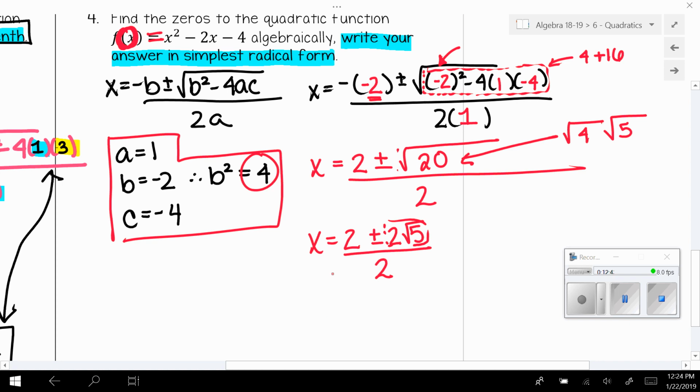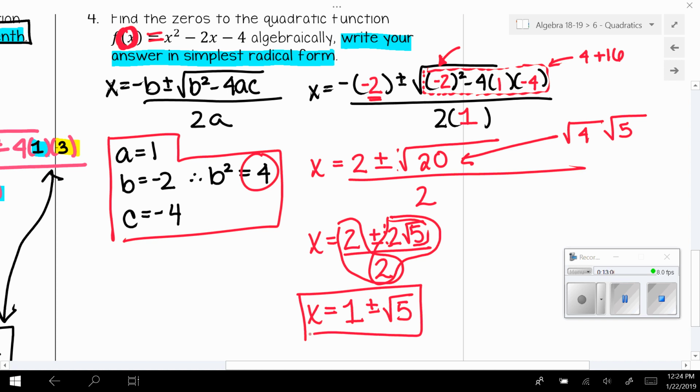Last but not least, and you actually are welcome to leave it like this, it is a correct answer, but I can also do 2 divided by 2, which is 1, plus or minus. Now I also need to divide this by 2. 2 divided by 2 is 1, but I still have that rad 5. So these are my two options for answers. Both of them are equivalent and both of them are correct.